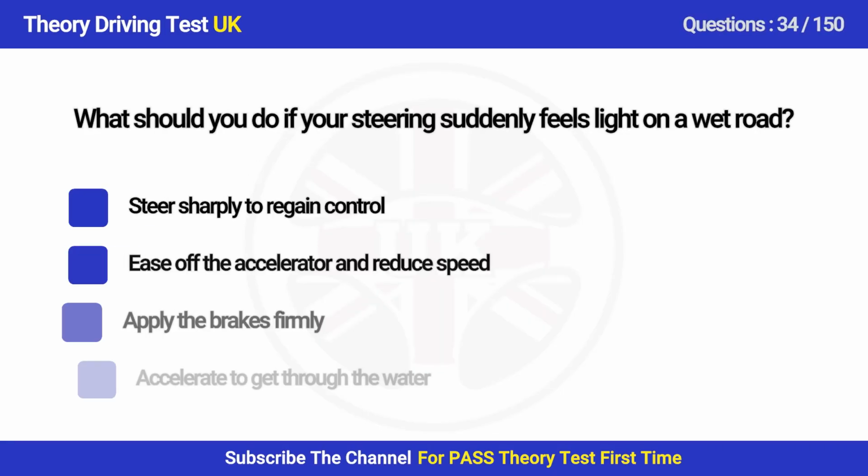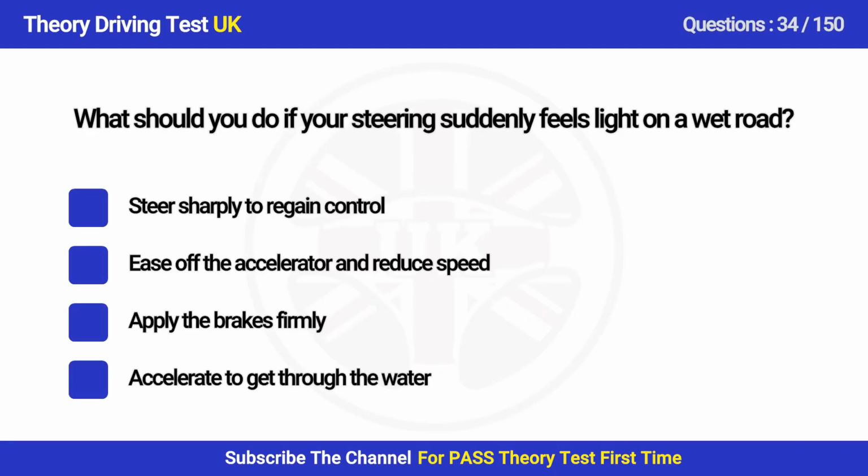Question 34. What should you do if your steering suddenly feels light on a wet road? A. Steer sharply to regain control. B. Ease off the accelerator and reduce speed. C. Apply the brakes firmly. D. Accelerate to get through the water.